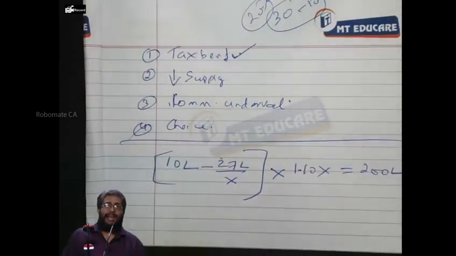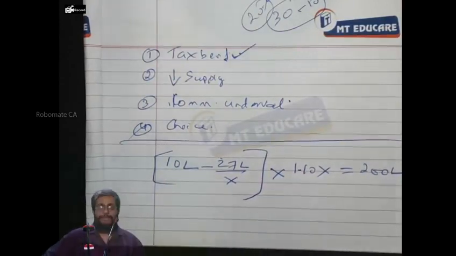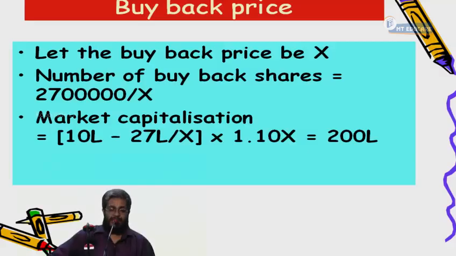Market capitalization is equal to 10 lakhs minus 27 lakhs by X, into 1.10 X. So 10 lakhs minus 27 lakhs by X into 1.10 X is equal to how many lakhs? 200 lakhs. It is equal to 200 lakhs.